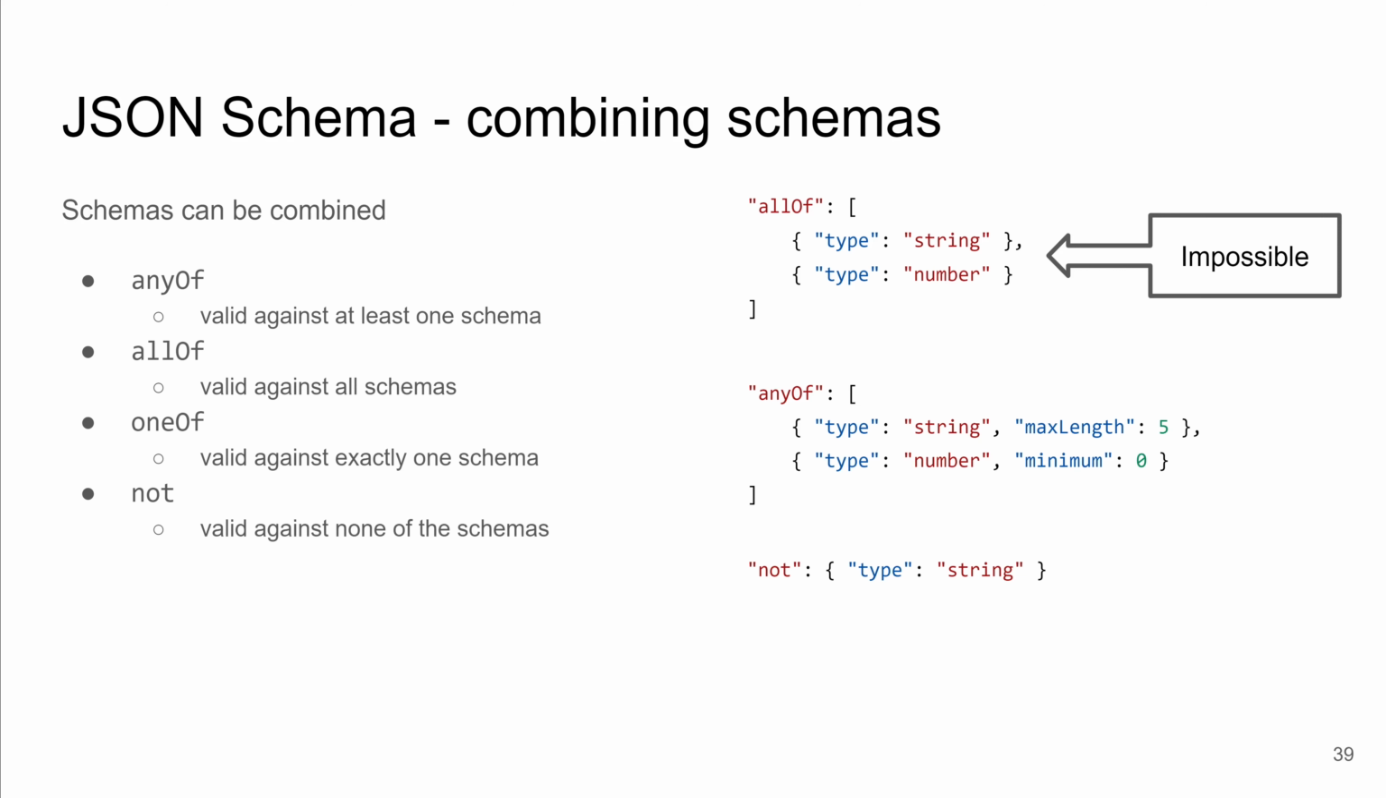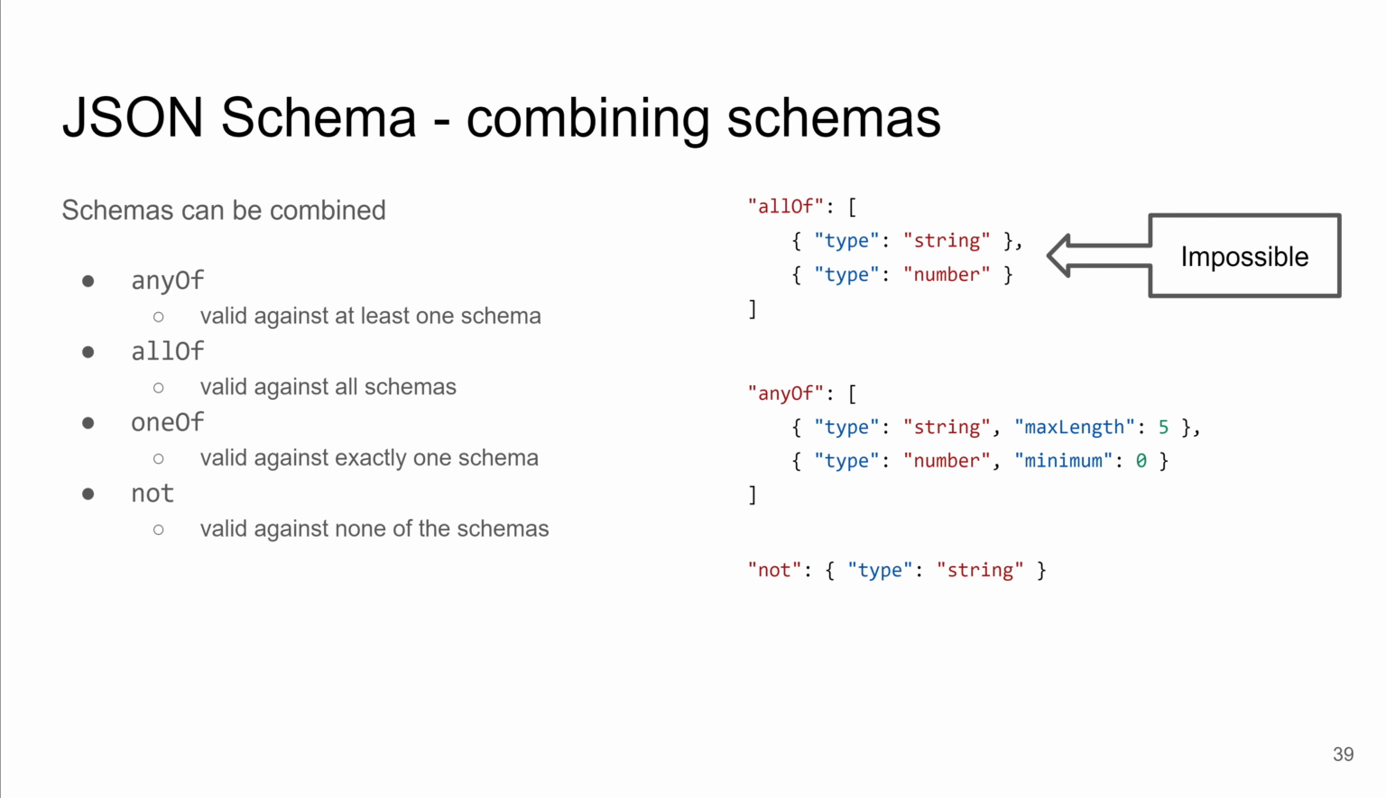When we use all of, then all of the schemas need to validate the certain value. If we use one of, then at least one of the schemas in the array needs to validate the value. And if we say not, then the value must not be valid against any of the schemas in the array.